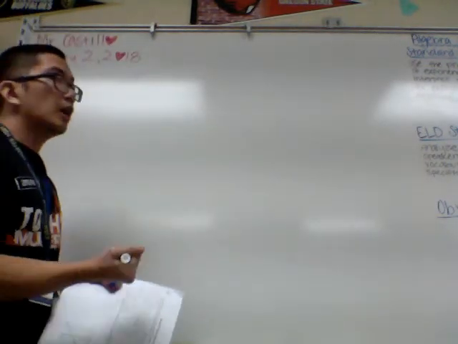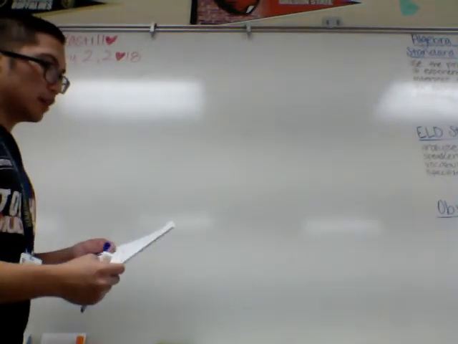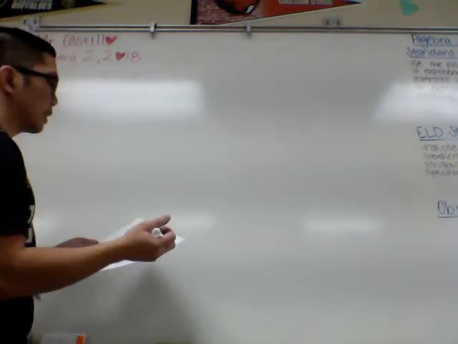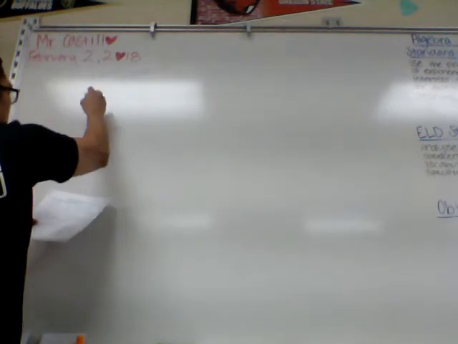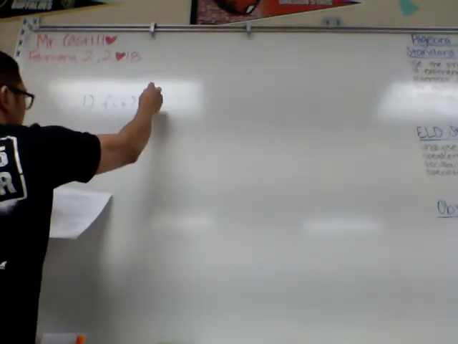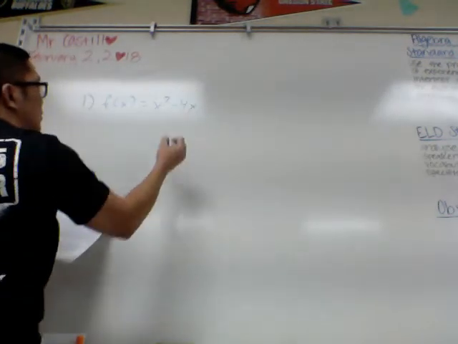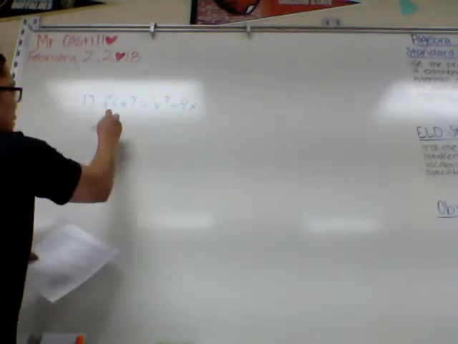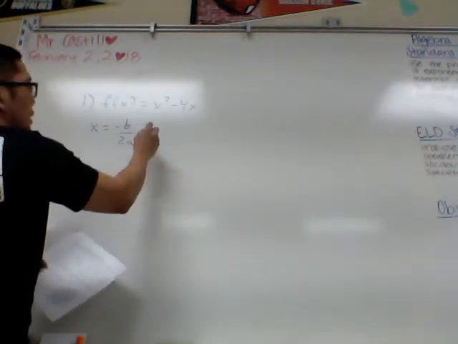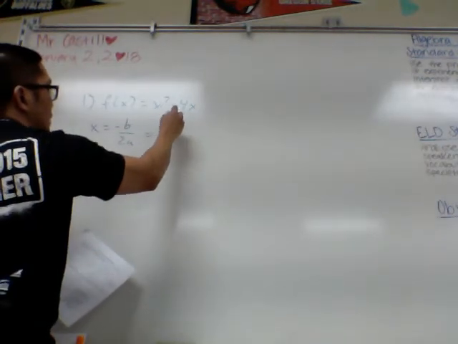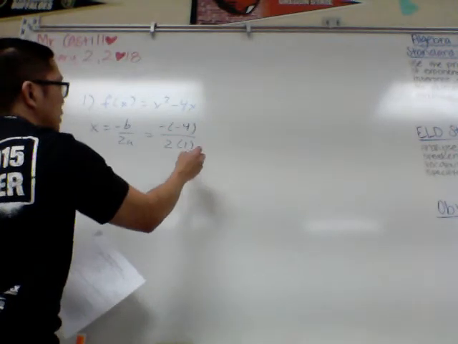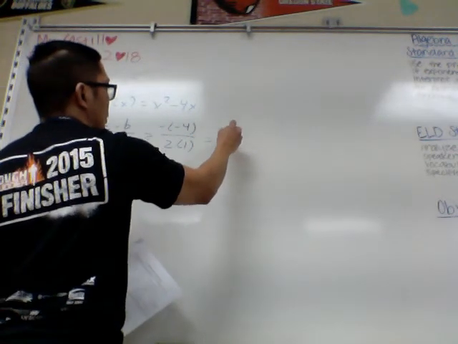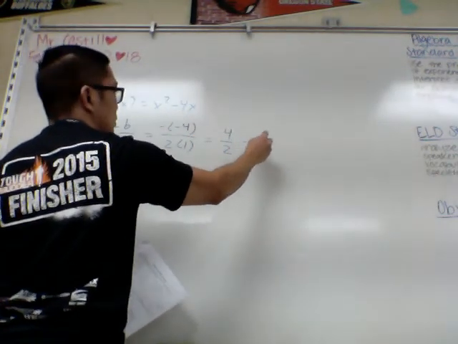Okay, the study guide number one is where you have to find the vertex, domain, and range, the intercepts, and the increasing, decreasing of the parabola. So number one is, so to find the vertex, it's simply x is equal to negative b over 2a, which is negative 4 over 2 times 1. And so this is 4 over 2, which is 2.